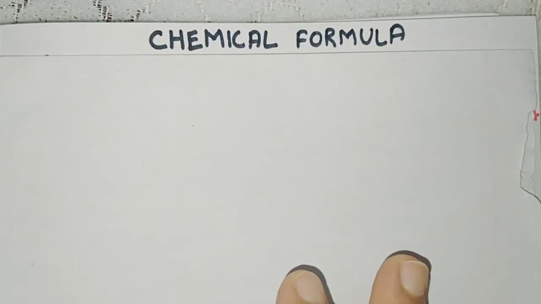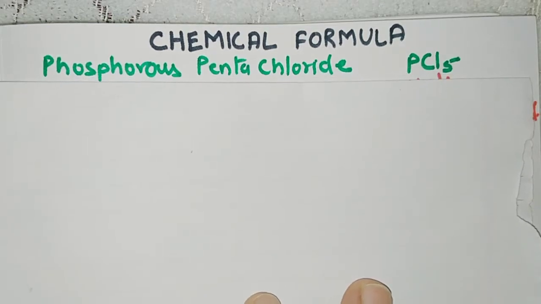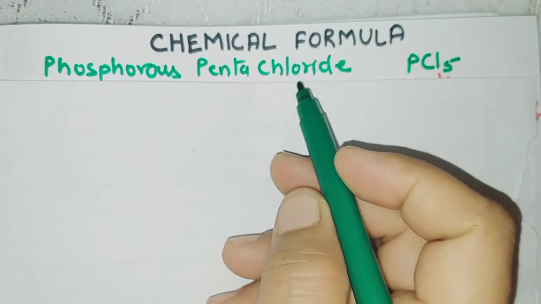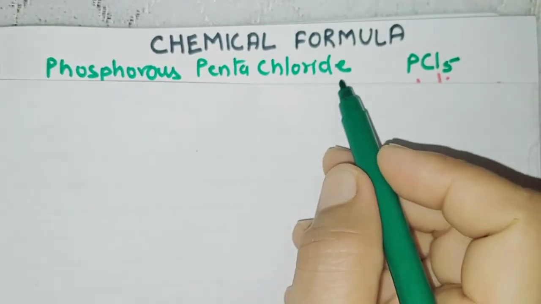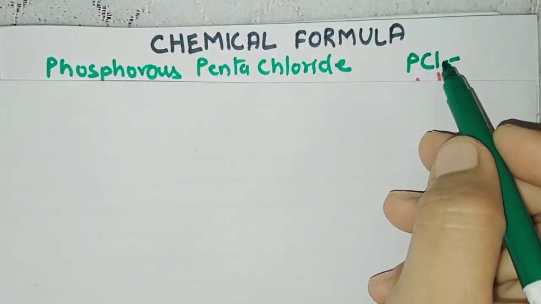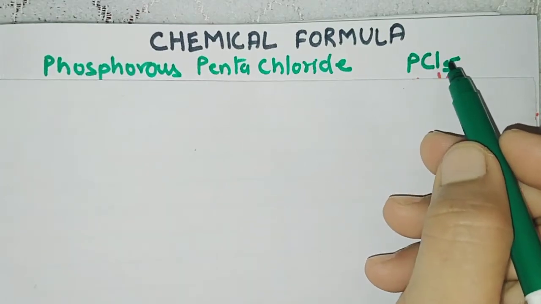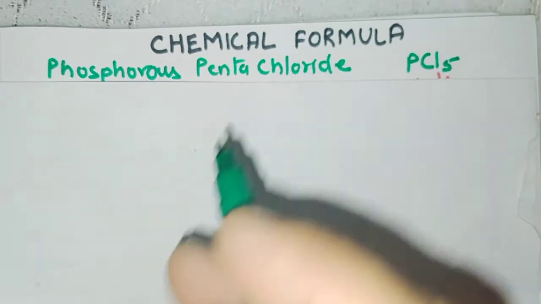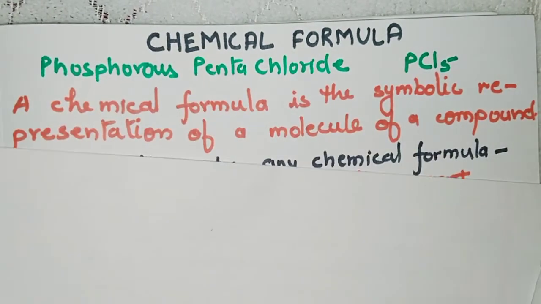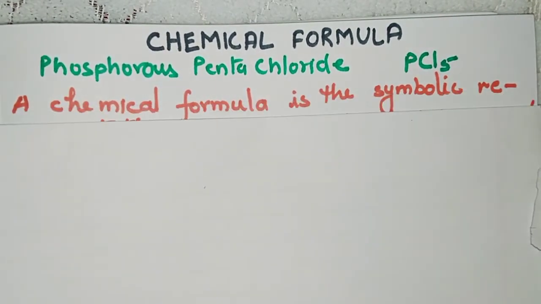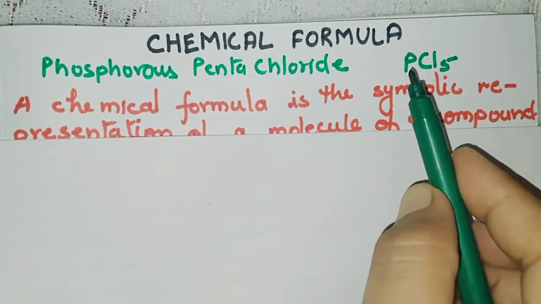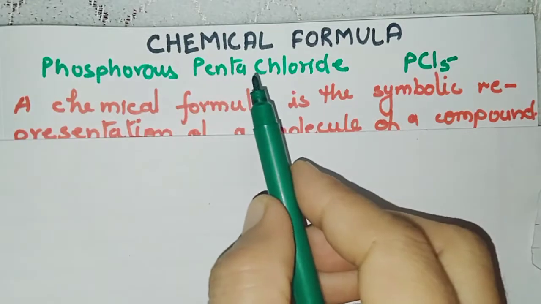See, for example, I have written here phosphorus pentachloride. In short, we can write this phosphorus pentachloride as PCl5. So what is more easy to say, PCl5 or phosphorus pentachloride? Phosphorus pentachloride is the name, and PCl5 is the formula for phosphorus pentachloride.